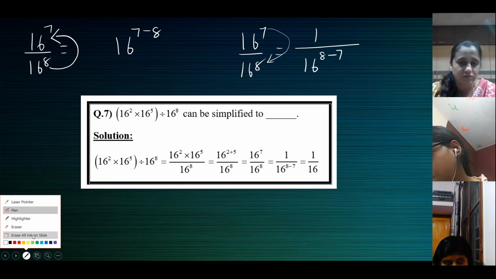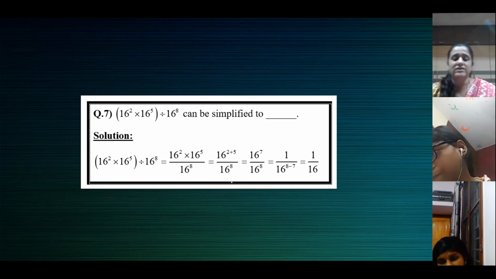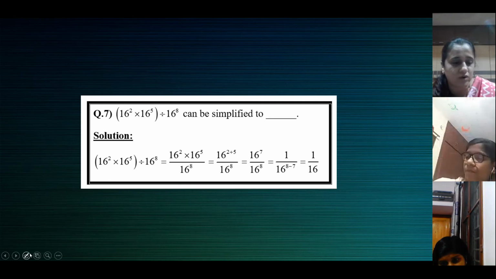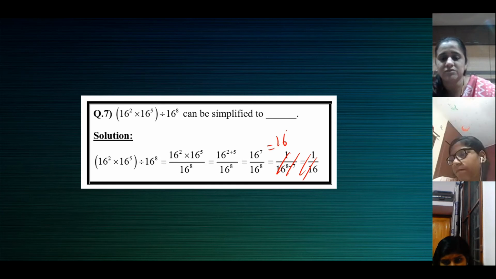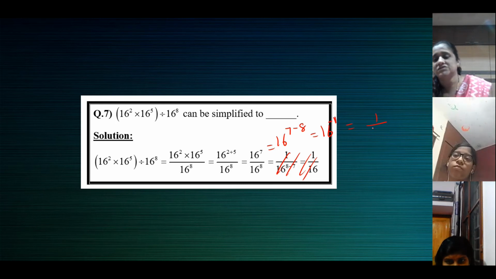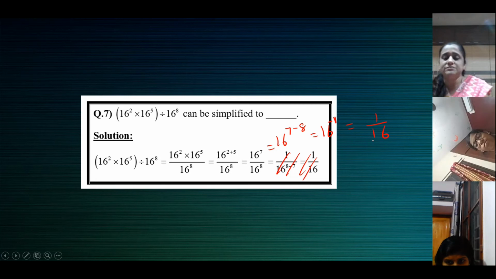I don't know if you can see different ways like this in school. So please follow what we have already understood. You just ignore these steps. You can continue like 16 to the power 7 minus 8, which is 16 to the power minus 1, which is equal to 1 by 16. Please proceed like this.